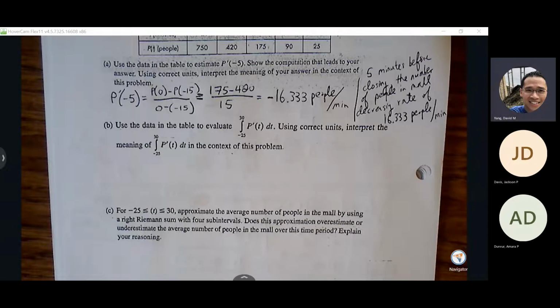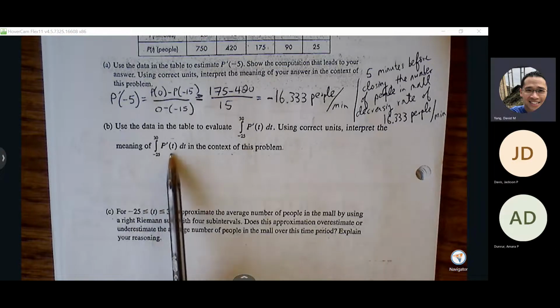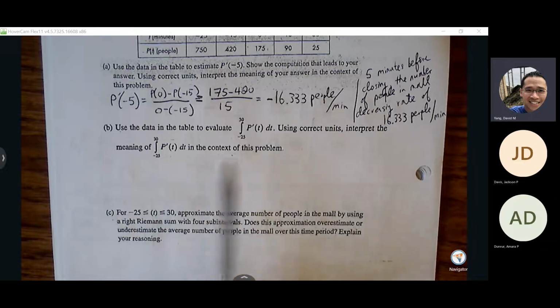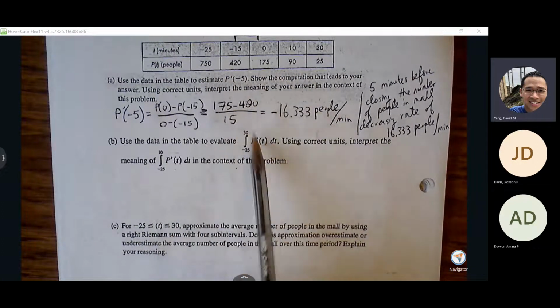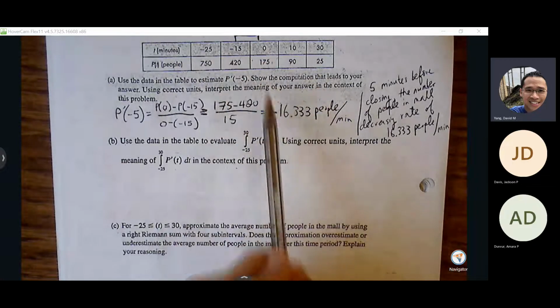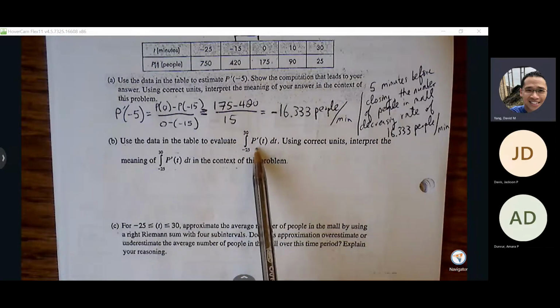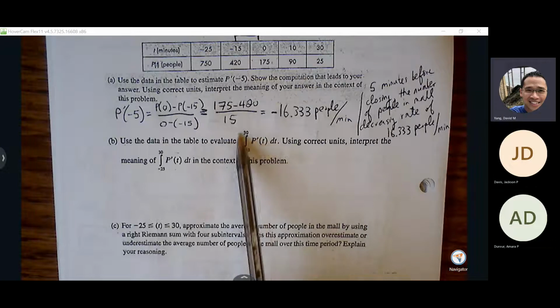Use data in the table to evaluate the definite integral from -25 to 30 of P prime. Use correct units to interpret the meaning of the integral from -25 to 30 of P prime in the context of this problem. Okay, now this is not P prime, so we're not going to do the area under this graph, right? But what we can do is use the first theorem, right? If I take the antiderivative of P prime, what does that become?